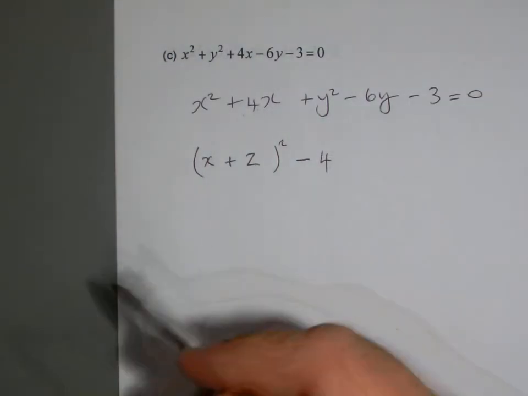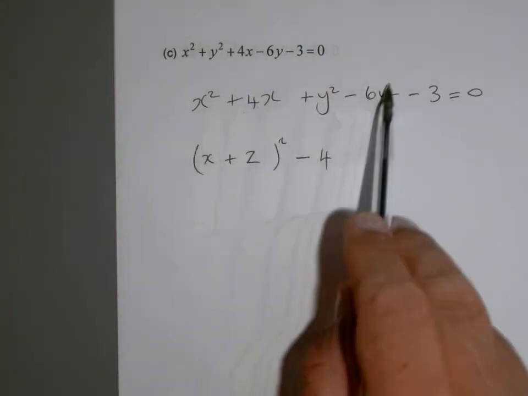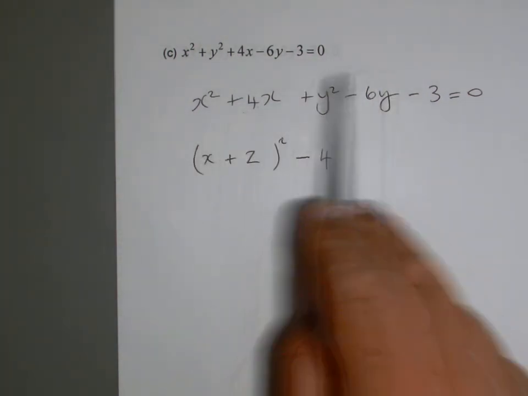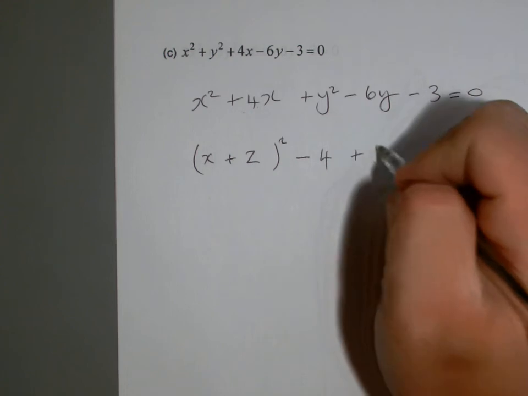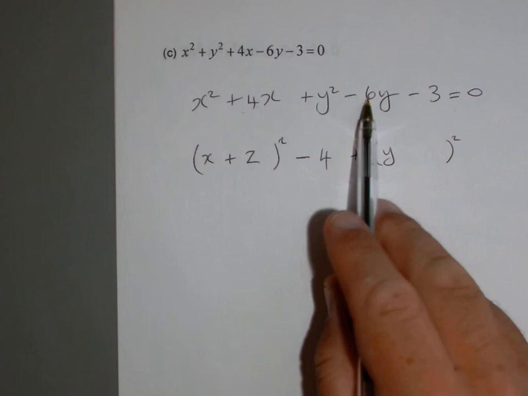Now, I said you've got to complete the square twice. Well, we've done it for the x squared plus 4x term there. What about the y? Well, we'll do the same here. So in this case, we'll have a bracket squared with y in front of it. And then we halve this.